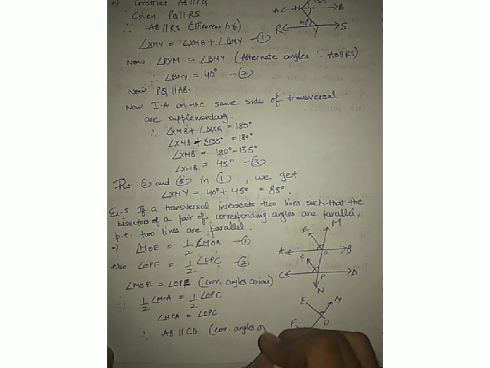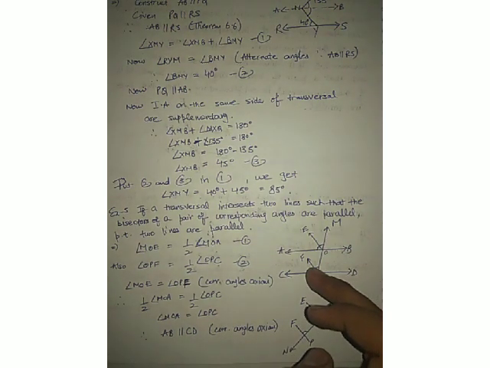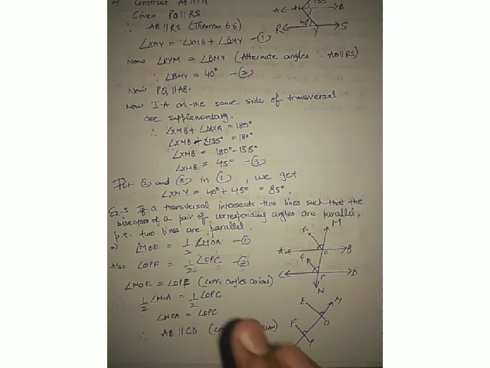You can also write the complete axiom: if a pair of corresponding angles is equal, then the lines are parallel. So we have used the corresponding angles axiom to solve example 5. Okay, so we are done with 2 examples and only left with 1 example. So we'll be doing that in the next video.